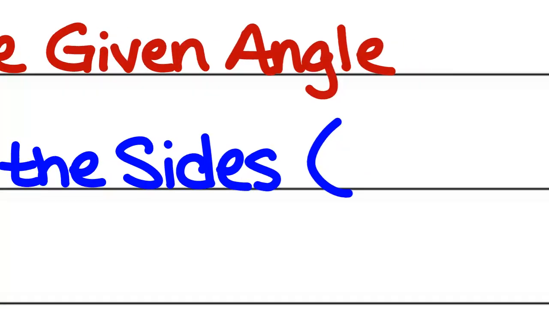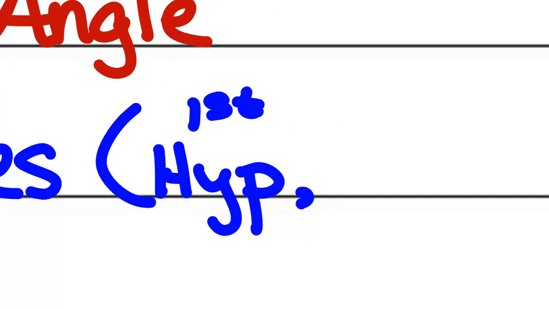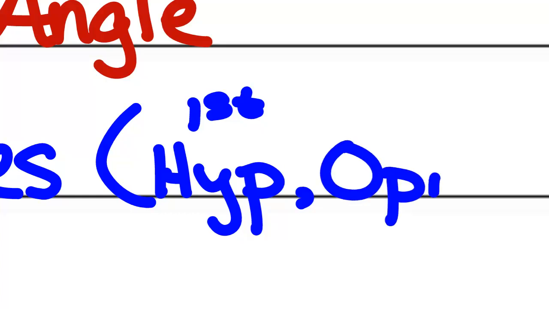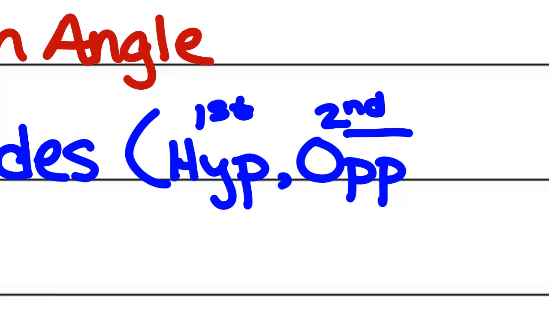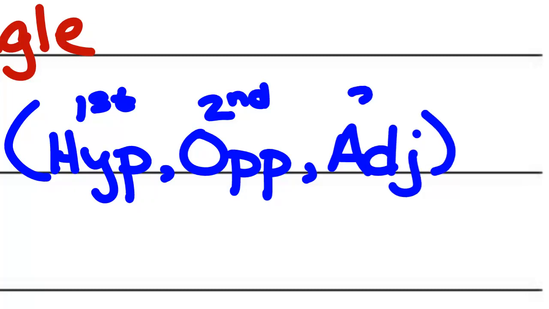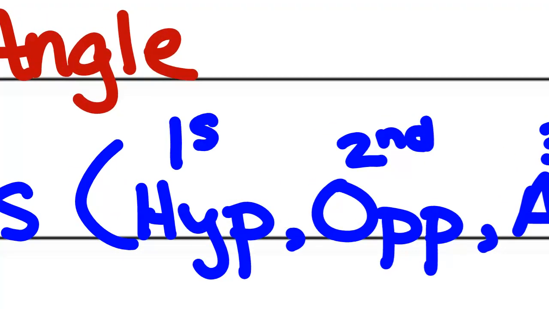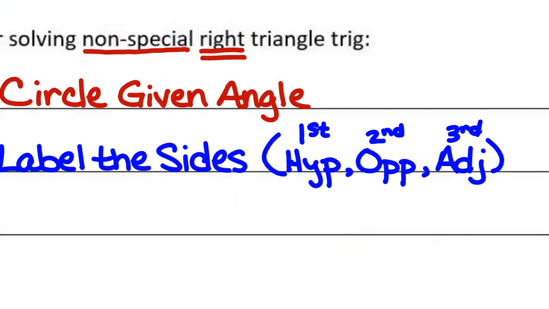When we're labeling the sides, always label the hypotenuse first. Then we're going to label the opposite side second. And last, we will label the adjacent side. We label the hypotenuse first because the hypotenuse is always going to be across from that right angle. Even if I go stand at the opposite angle, the hypotenuse will not move.